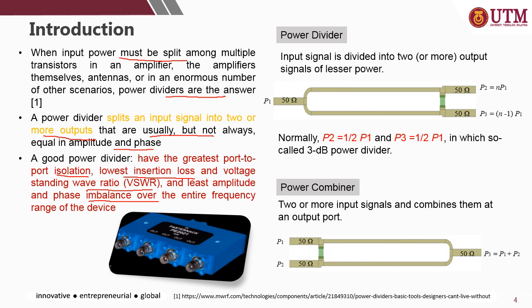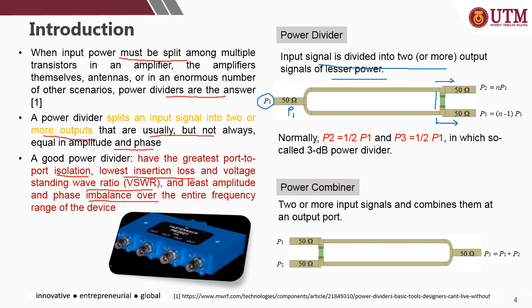Right, so the right-hand figure shows what a simple power divider looks like. For example, this is a three-port network. The first port is the input port, and port 2 and port 3 are the output ports. So the input signal is divided into two or more output signals of lesser power. For example, the input power is P1 or P in, and it will divide equally to port 2 and also port 3.